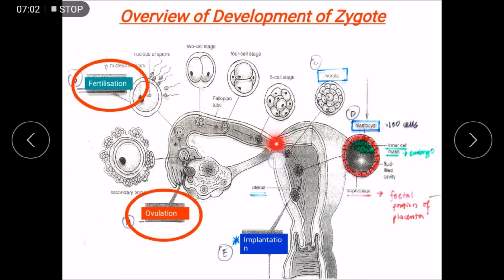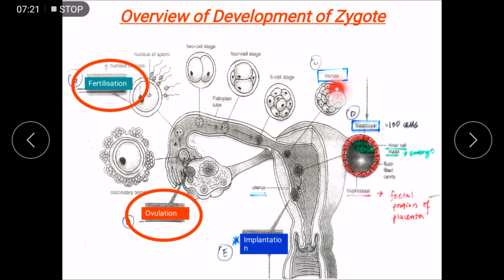Then we will call this an ectopic pregnancy. So it's not good. It shouldn't be in the fallopian tube. It should implant at the uterus. Then it can develop into a fetus.